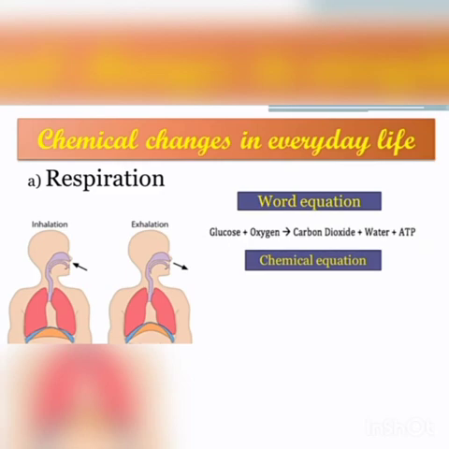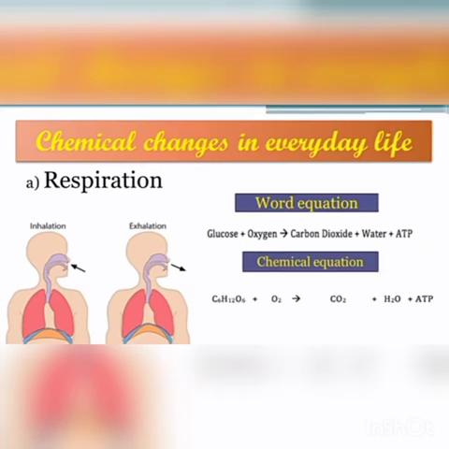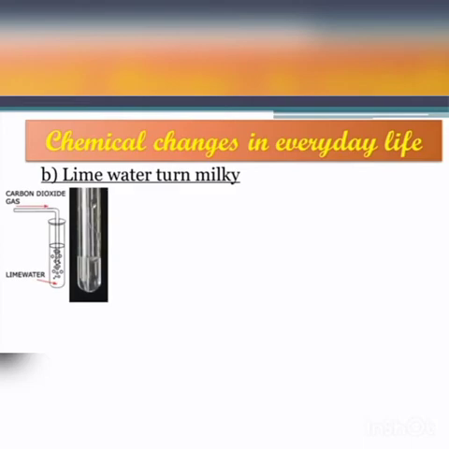After it, in-depth study shows that glucose in the cells reacts with the oxygen in the inhaled air to form carbon dioxide and water. The word equation and the chemical equation of the chemical reaction are as follows. Word equation: glucose plus oxygen, with respiration written above the arrow, gives carbon dioxide plus water. Now, chemical change in everyday life.